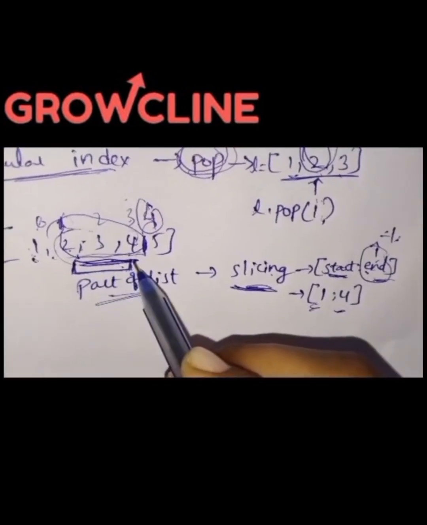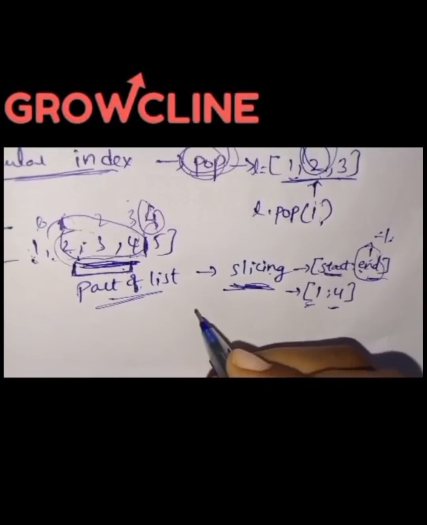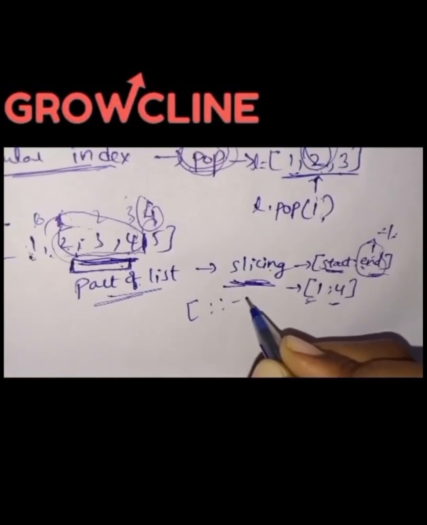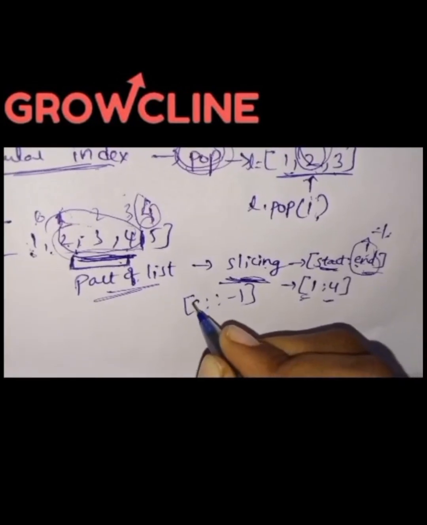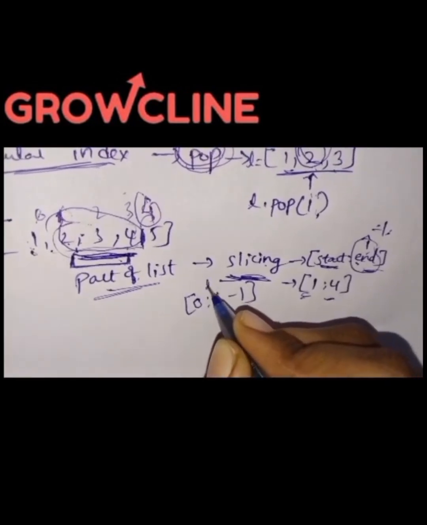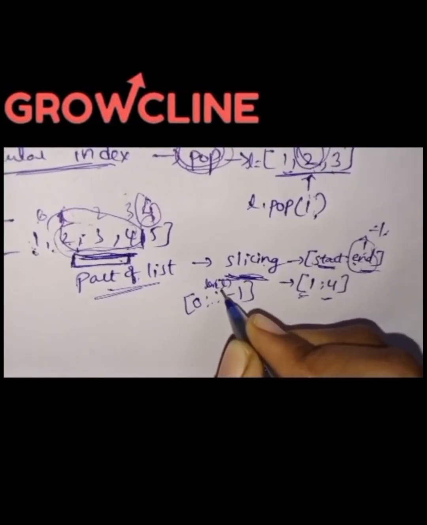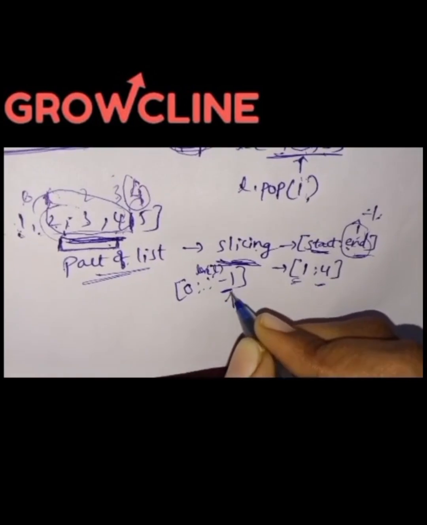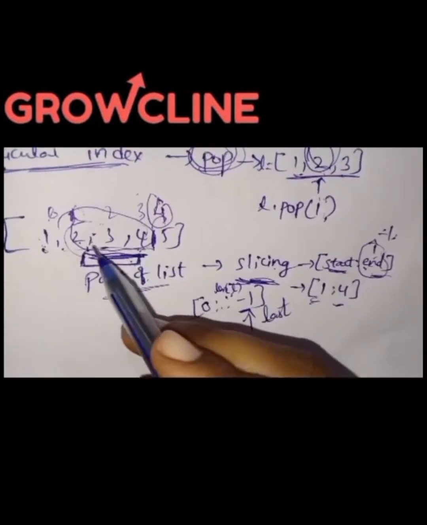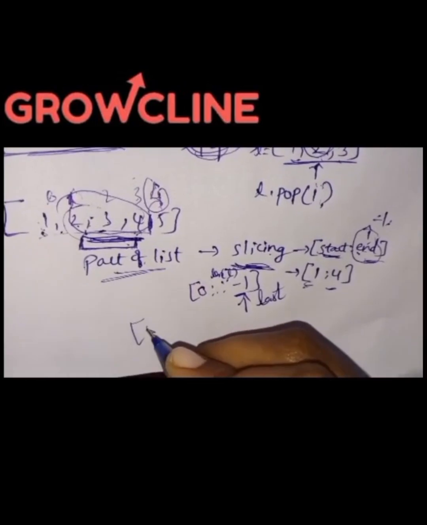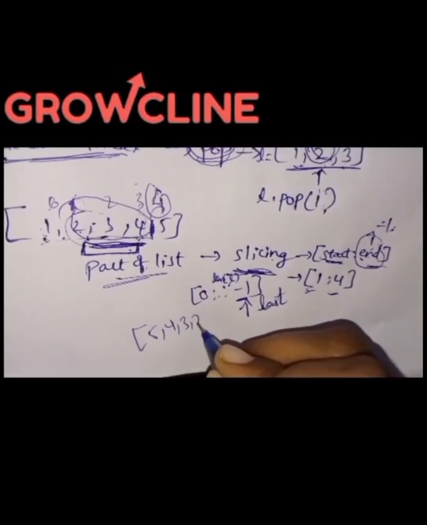If we want to reverse this list, then I have to use double colon minus 1. Here I didn't mention any starting index or ending index. The starting index will be taken by default as 0 and the ending index as the length of the list. And here minus 1 represents that I want to iterate from the last index, so that every value from the list will be printed in reverse order. So this is about the reversing of the list.